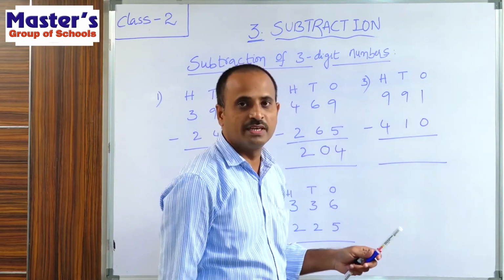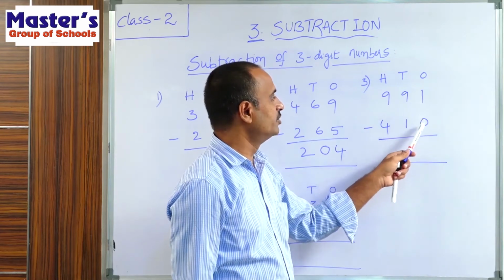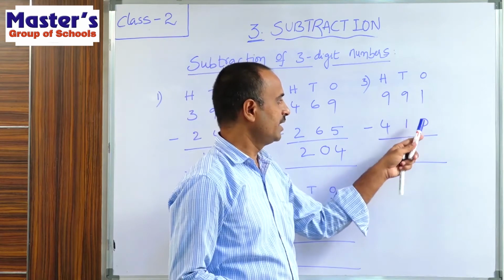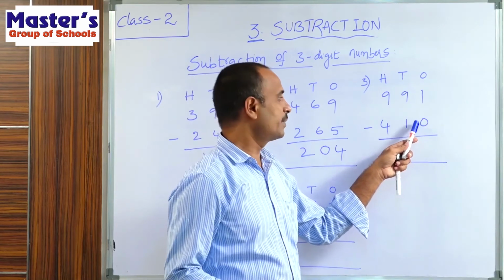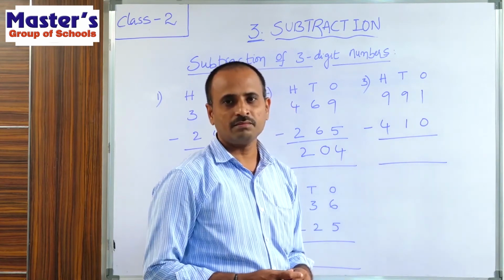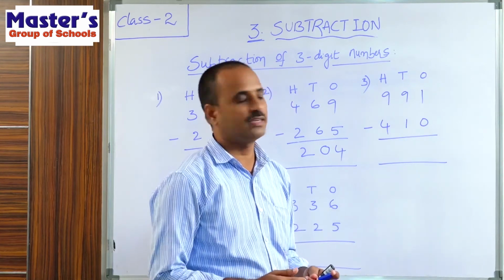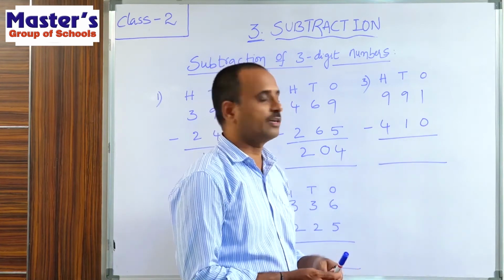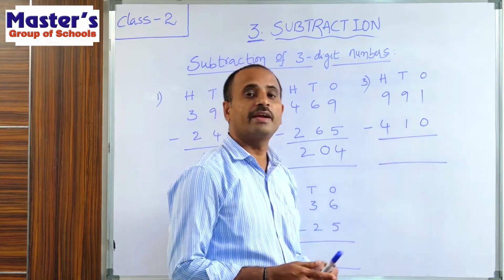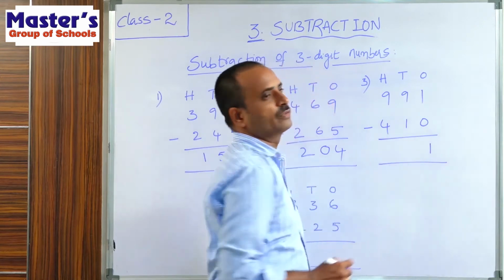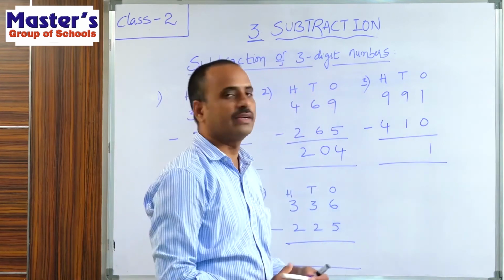What are the digits present in the ones place? 1 and 0 are present in the ones place. The first digit is 1 and second digit is 0. Subtract 0 from 1. So how can we subtract 0 from 1? So by using subtraction facts, if 0 is subtracted from any number, we will get again the same number. So the answer is 1. Write 1 under ones place. Now go to the tens place.